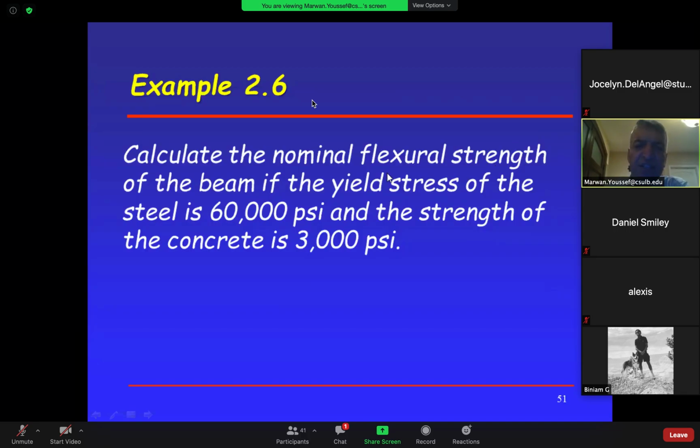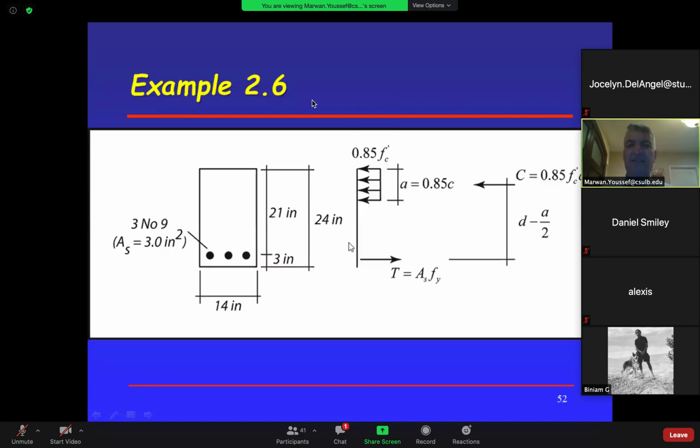Calculate the nominal flexural strength of the beam. If the yield stress is 60,000, that's the Fy. That's what's going to make the steel yield, Fy. Because F is stress and Y is yield. And the strength of concrete is 3,000. All right? So how do we do that?